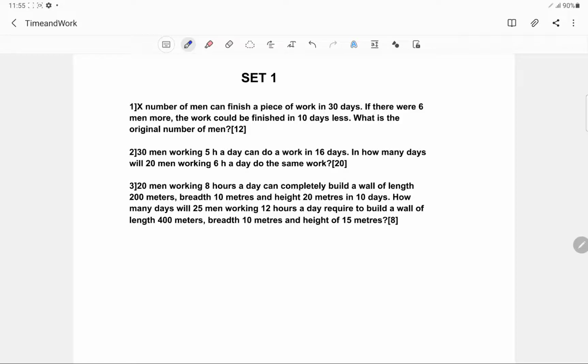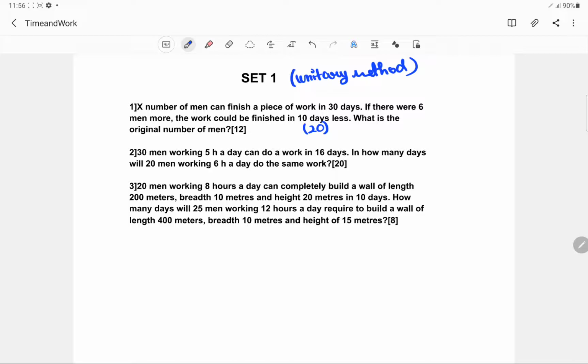So this is something based upon the pure unitary method. Okay, unitary method and intuitions. So these questions are based upon that. Okay, let's look at the first question. X number of men can finish a piece of work in 30 days. If there were 6 men more, that is x plus 6, the work could be finished in 10 days less. So that would be 20 days. What is the original number of men?